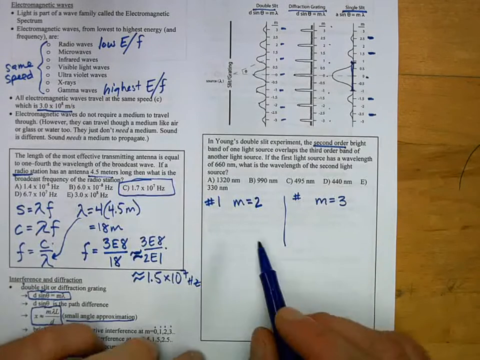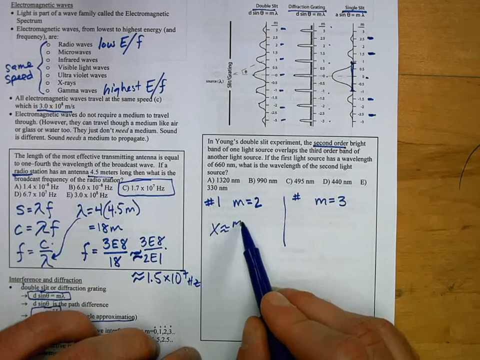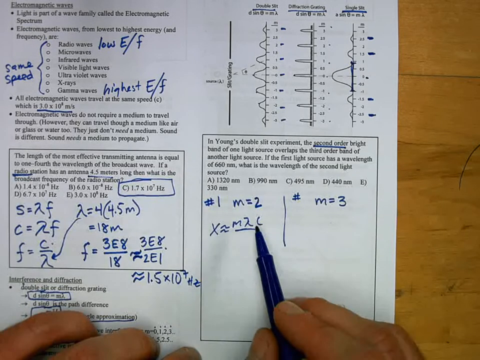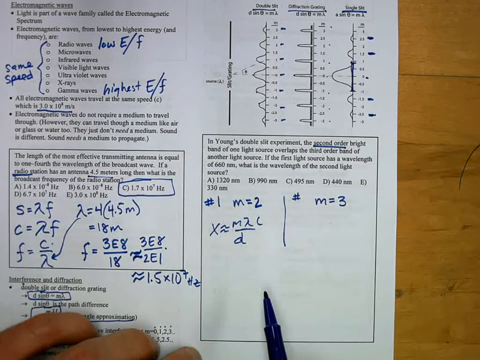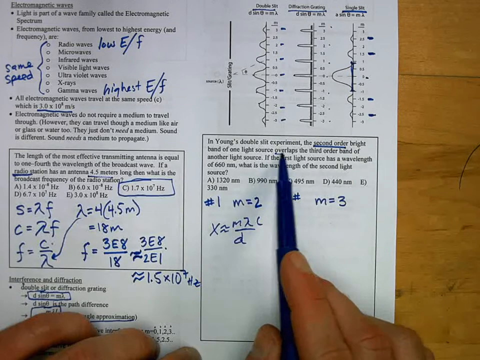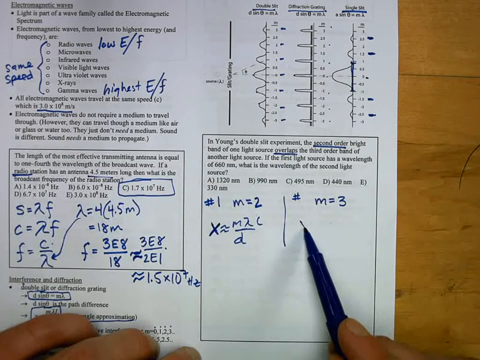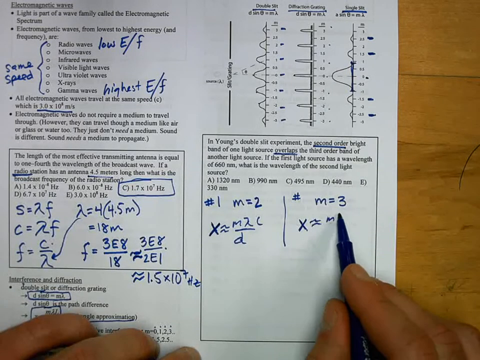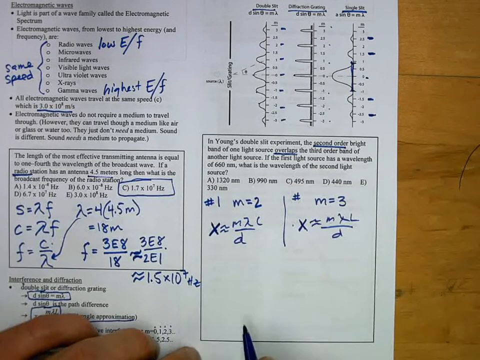Now, what I'm going to do is use this approximation, x equals m lambda L over d. I'm going to use this equation, the approximation. And since they're overlapping, that means that the x over here equals the x over here. Okay, but the m's are different. So I can set these equal to each other.